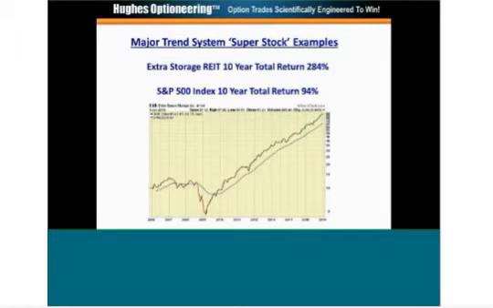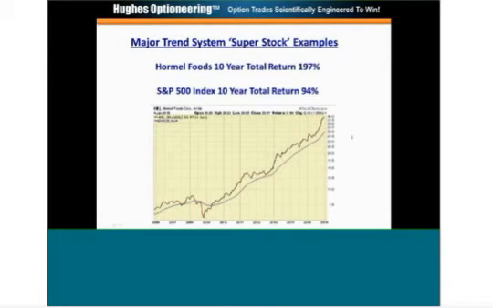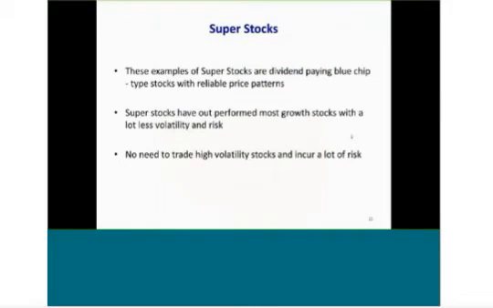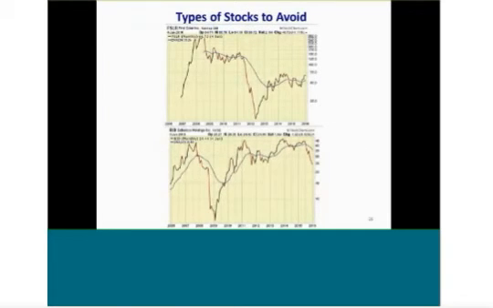Here's one more, Hormel Foods. Again, very low volatility, but a high rate of return. So these are examples of super stocks that pay dividends and have very reliable price patterns. Super stocks have actually outperformed most growth stocks with a lot less volatility and risk. And there's no need to trade these highly volatile stocks and incur a lot of risk when you can trade super stocks. Now, let's look at some charts of the types of stocks we like to avoid.